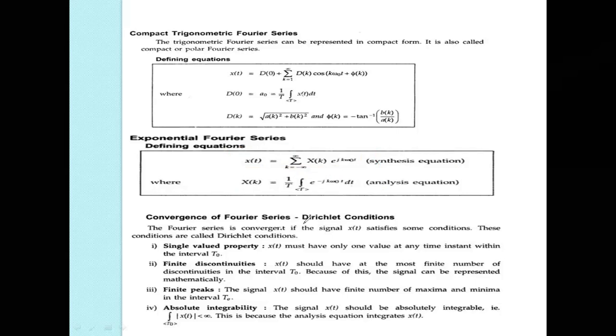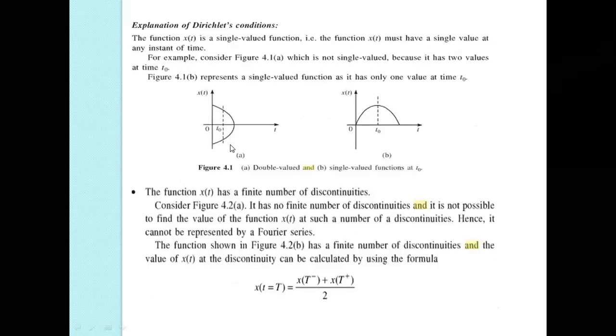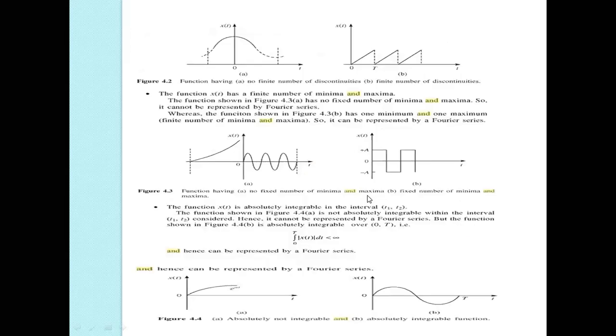The Dirichlet conditions are sufficient but not necessary. They are: single value property, finite discontinuities within the interval of T naught, finite peaks within the interval of T naught, and absolutely integrable. Single valued property means the function has only a single value at any time. See the double valued x of t signal and the single valued function. Another one is finite discontinuities. In the first one there are no finite discontinuities, and here there is a finite number of discontinuities within 0 to T, again repeated and again repeated. And here there is a fixed number of maxima and minima, finite peaks.